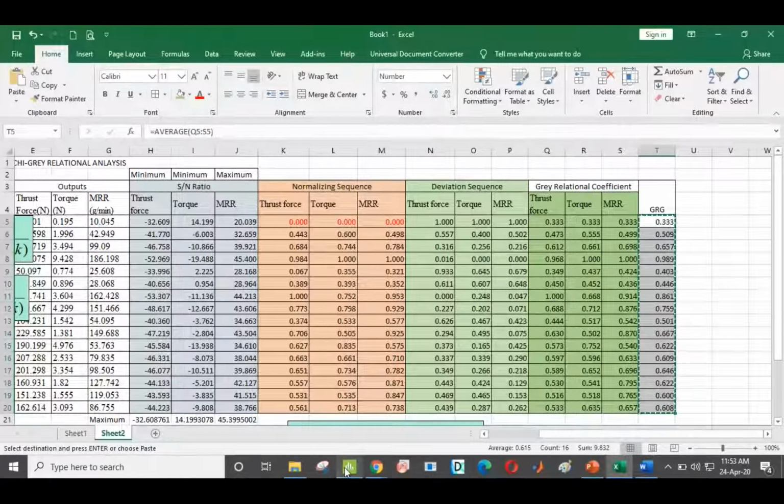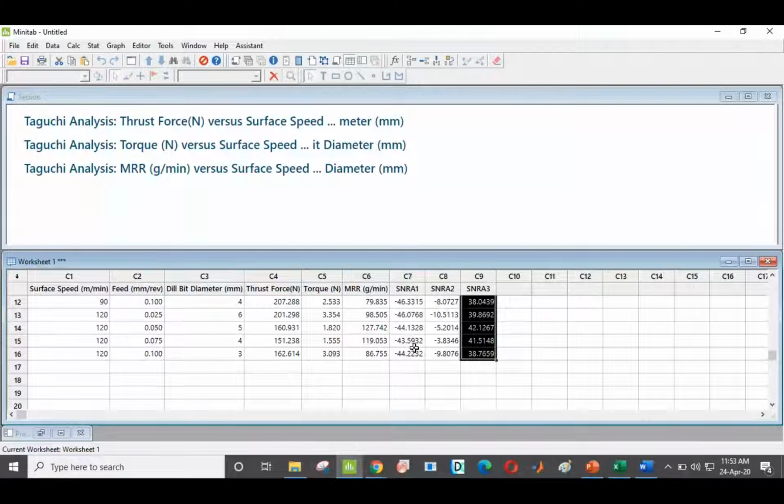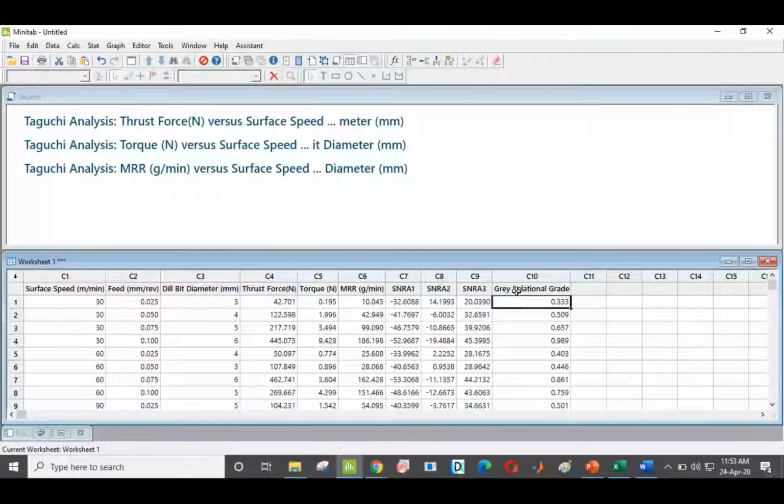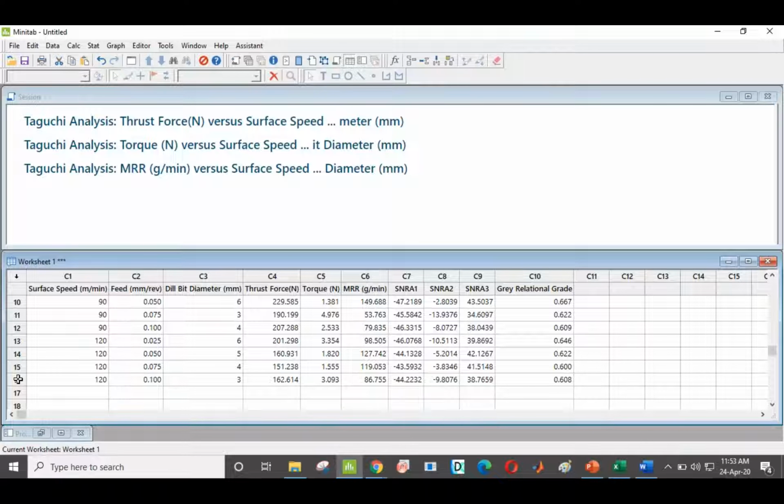Once again, I am going back to Minitab. Now, in the column C10, I am going to type it as relational grade, and I am going to just paste these values and check whether all the 16 values are filled.